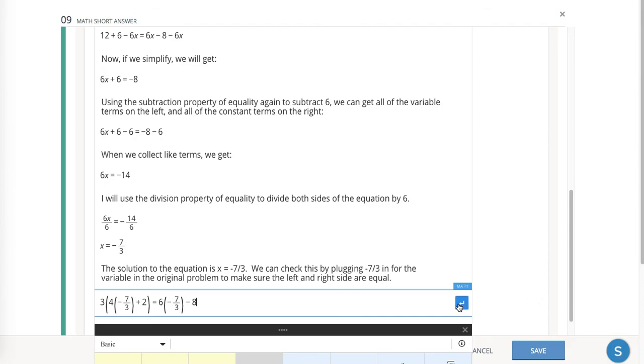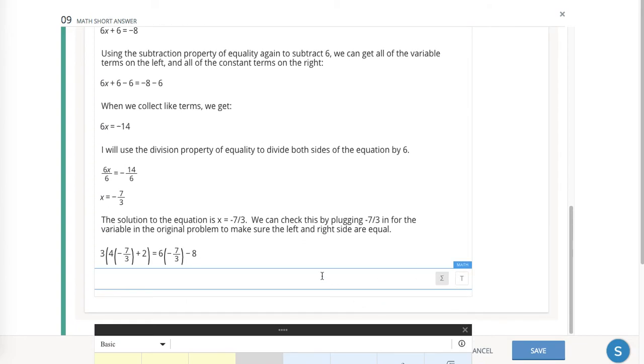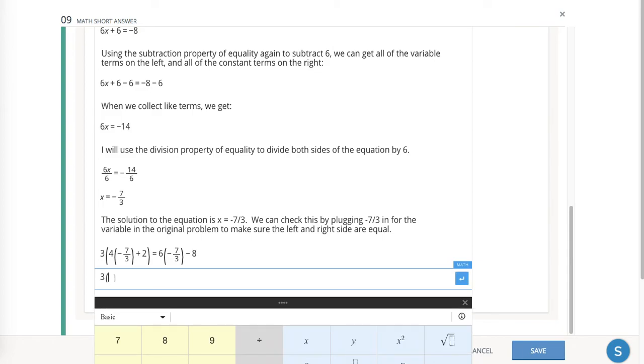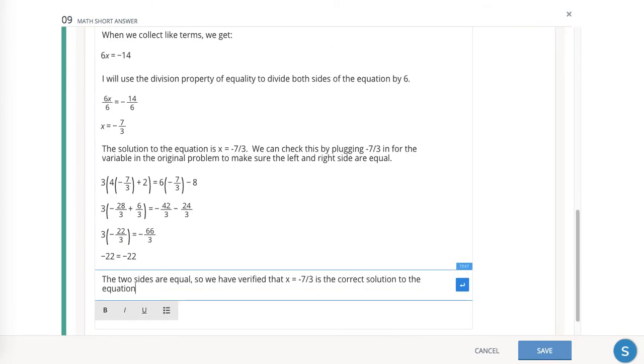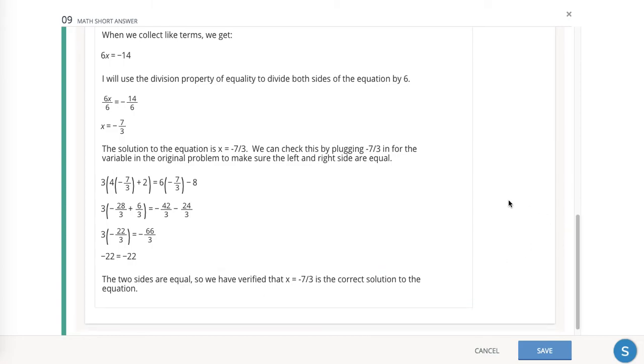Okay, and then I'm just going to work that out and make sure that as I go through PEMDAS, I get what I should get. So I'm going to type in line by line, and I'm going to make sure the lines are underneath one another so that it's organized and easy for my reader to understand. Okay, and you can see here when I plugged in my -7/3, I worked out line by line the PEMDAS, and you can use your calculator for that. Now make sure your work is clear, organized, and easy for the reader to understand.